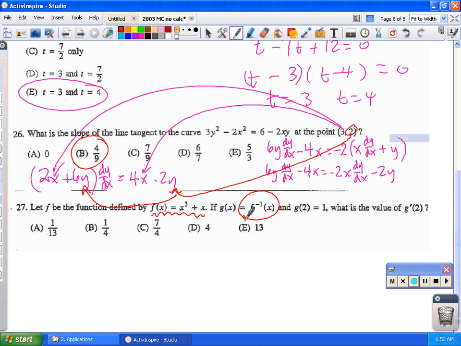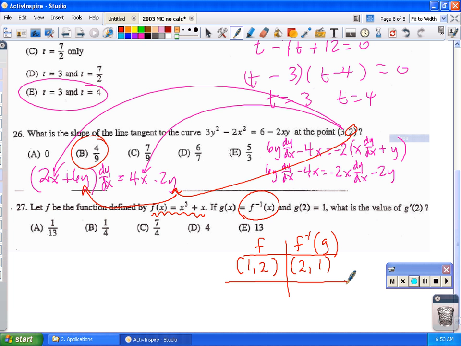So we have, remember we used to make the little charts, and we would have f the original and f inverse, which is the same thing as g. On the g function, or the inverse function, we have the point 2, 1, meaning that on the original function we have the point 1, 2.